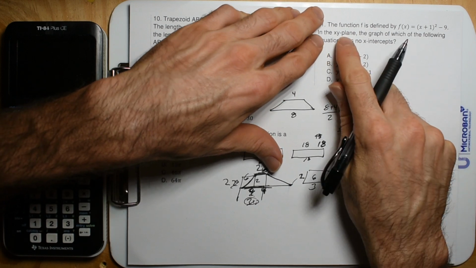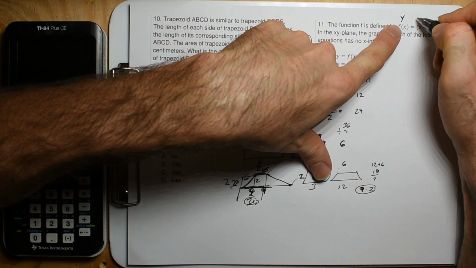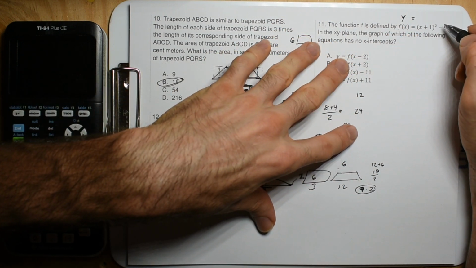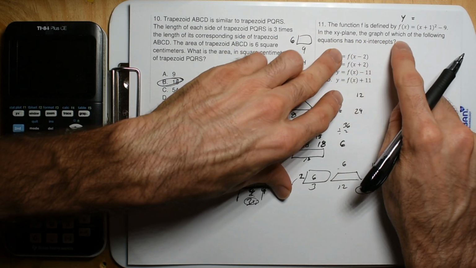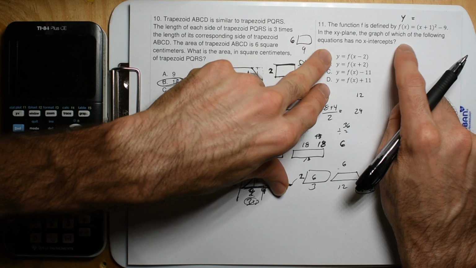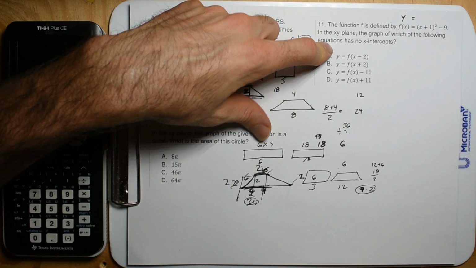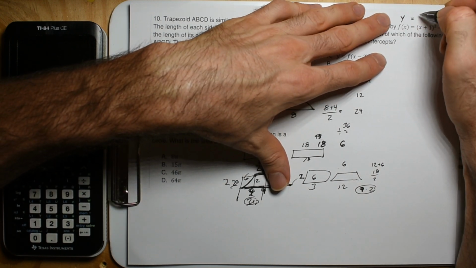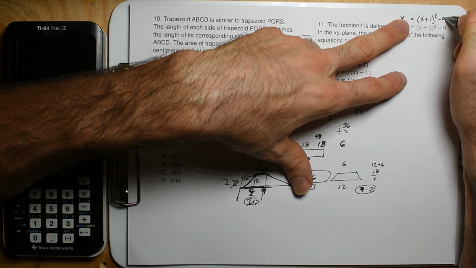Okay, hell yeah. So we have the function f is defined, and anytime you see this function, you know what I mean, just go back to like, hey, y is equal to this. And then what does it say? In the xy plane, the graph of which of the following equations has no intercepts? Ah, this is wild. Because now you have to actually, it would be very good to say this is just x is x plus 1 squared minus 9.